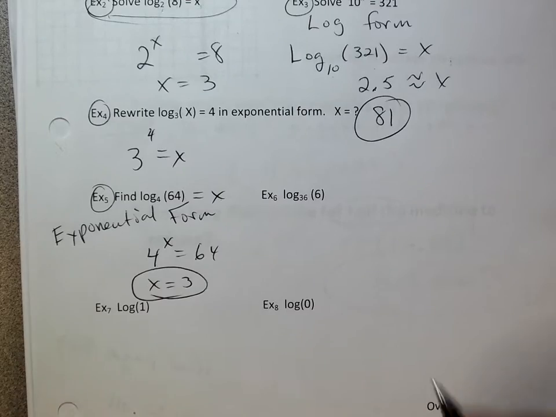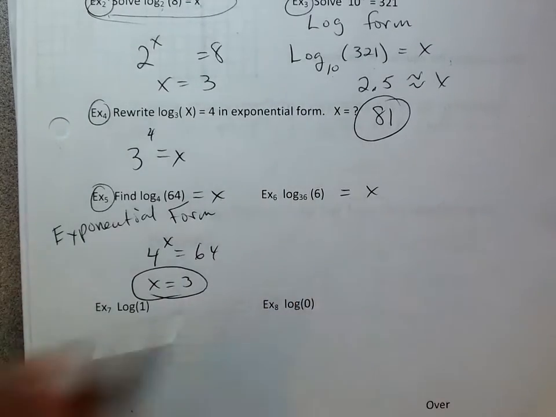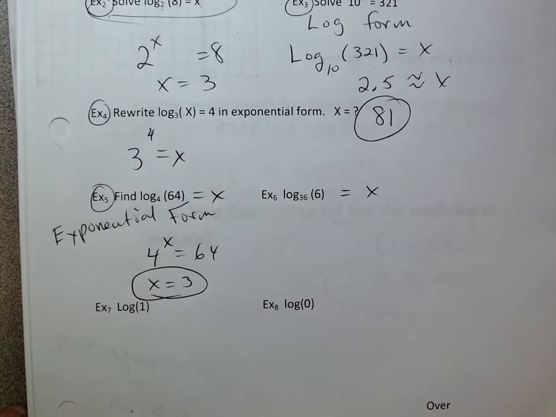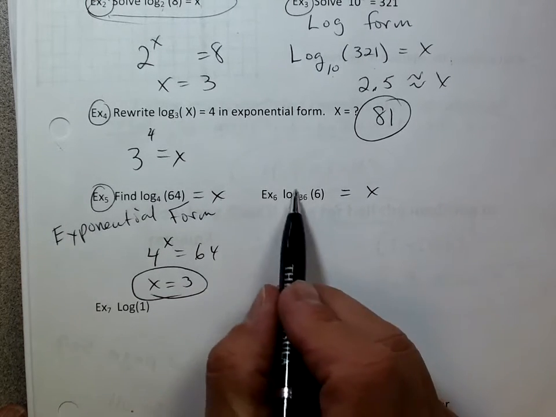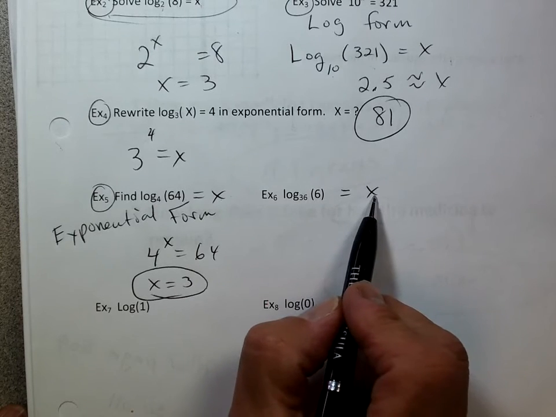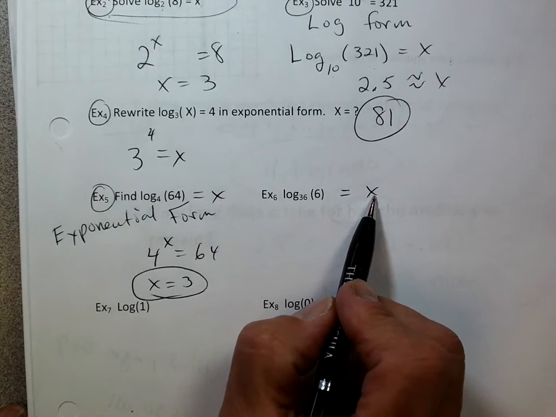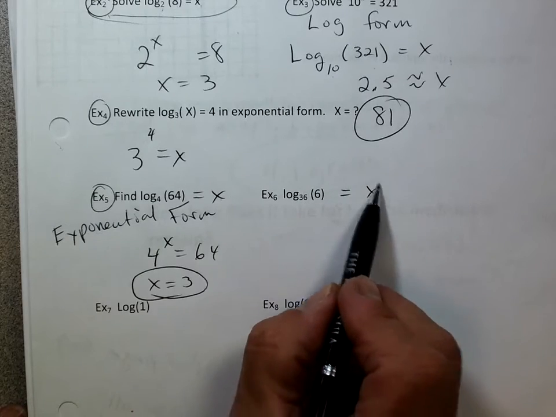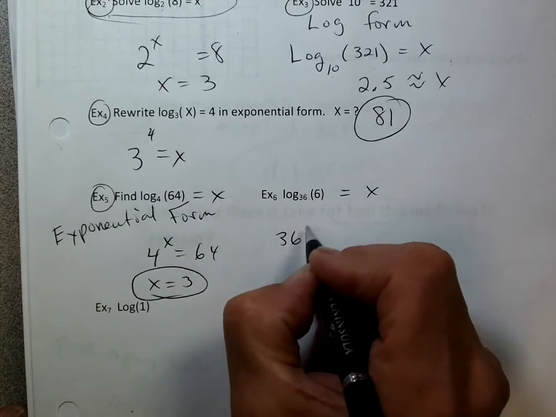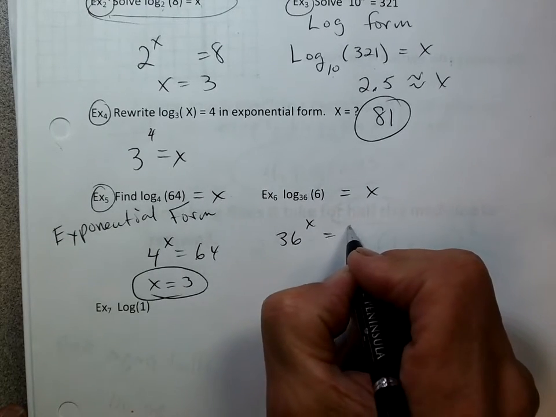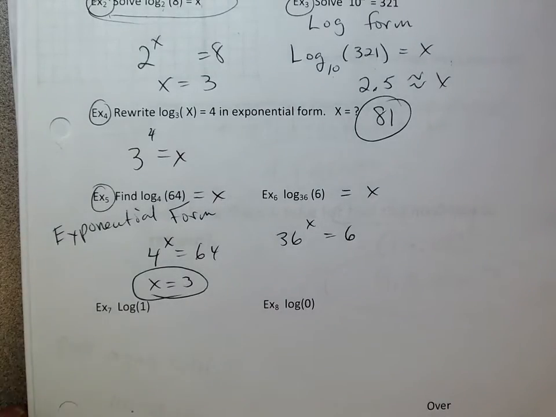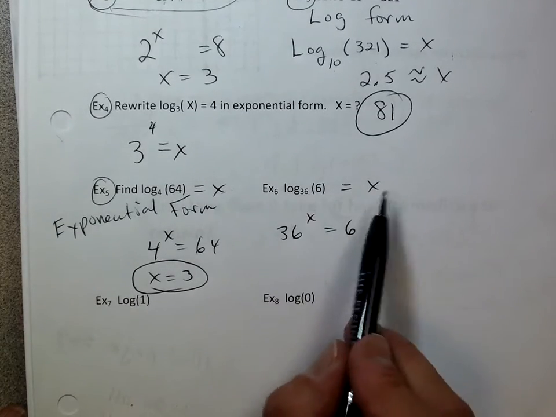Okay, so let's look at example 6. Set it equal to x. I already know the answer is 2, but we'll see why. We're going to go 36 to the x power. Oh, I was wrong. It's 1/2. I lied. 36 to the x power equals 6.